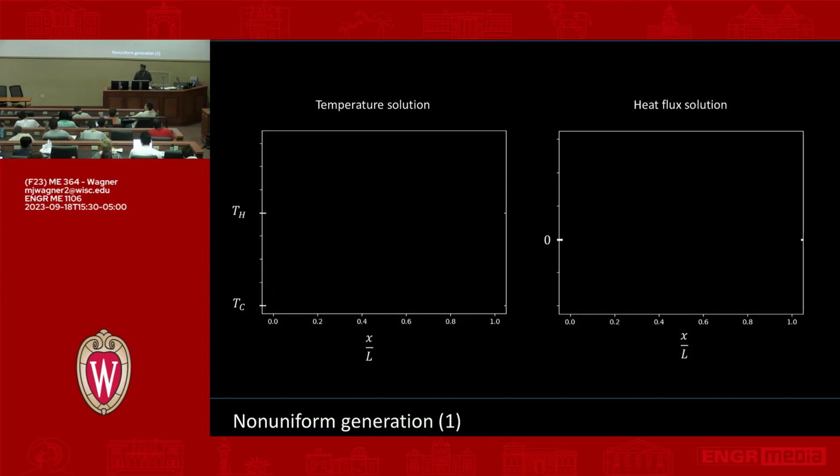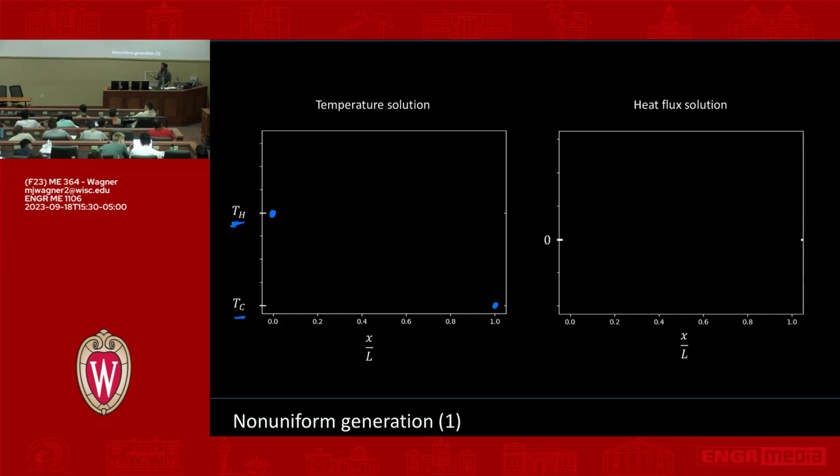Here we've got TC, here we've got TH. Hopefully you can see my blue all right. On the left, we're going to say at TH. On the right, we're going to say at TC. We're going to hold those constant no matter what. Those are our boundary conditions.